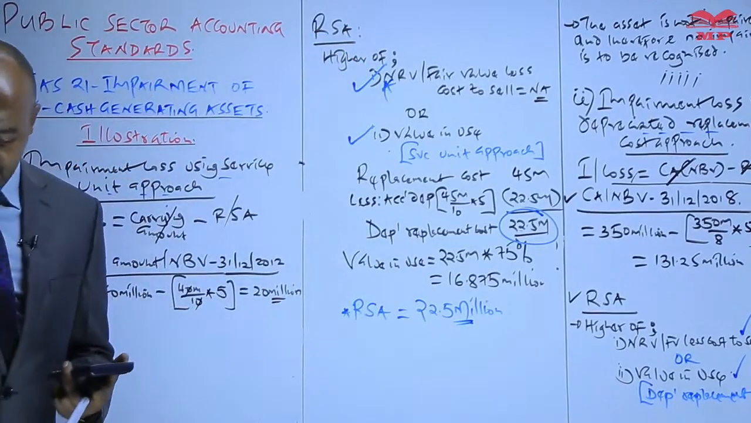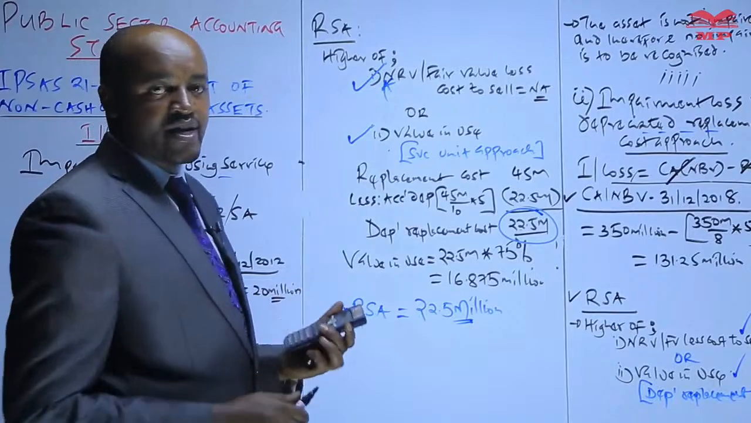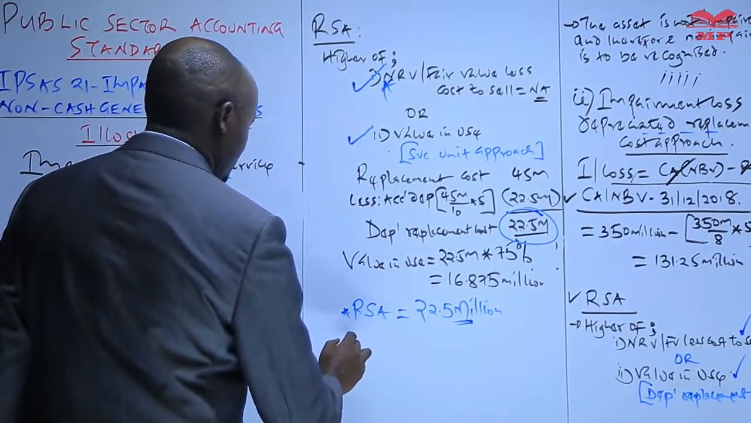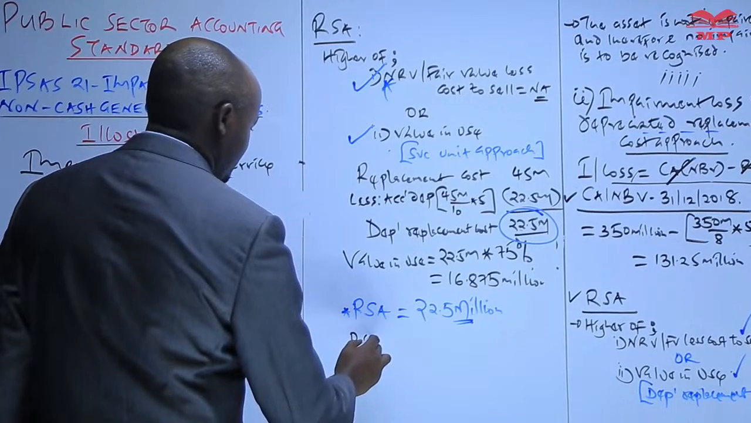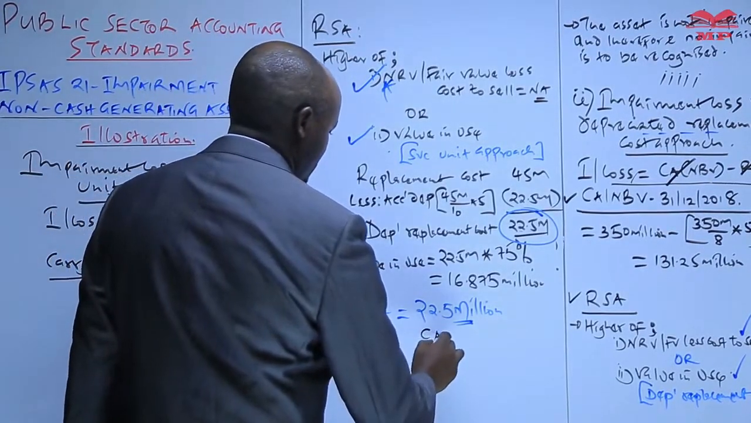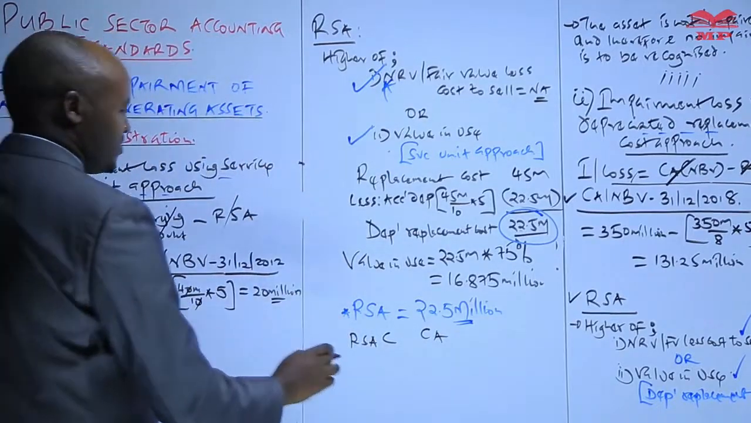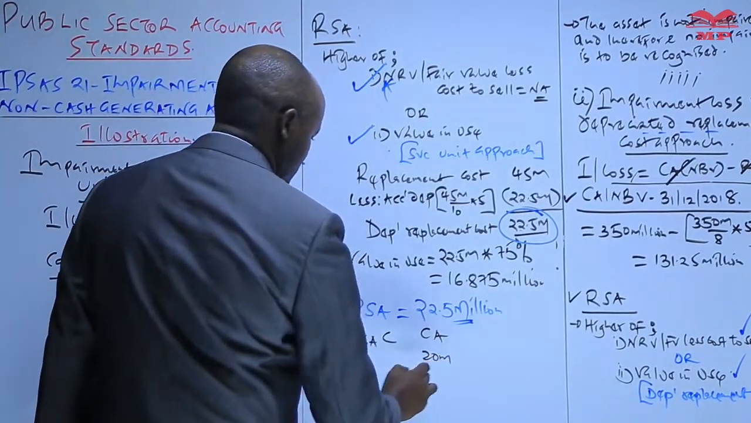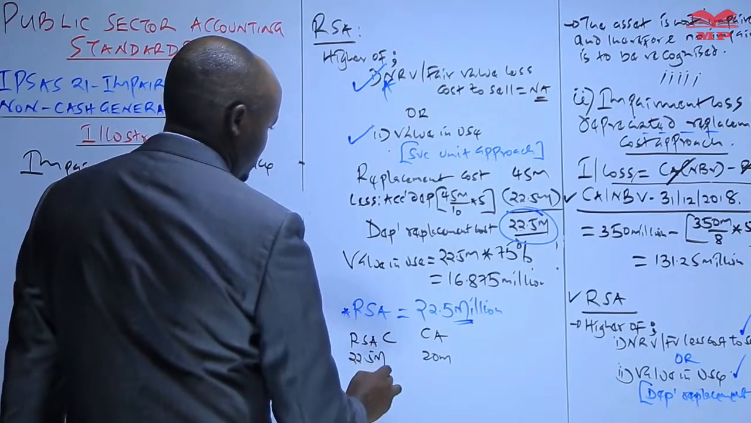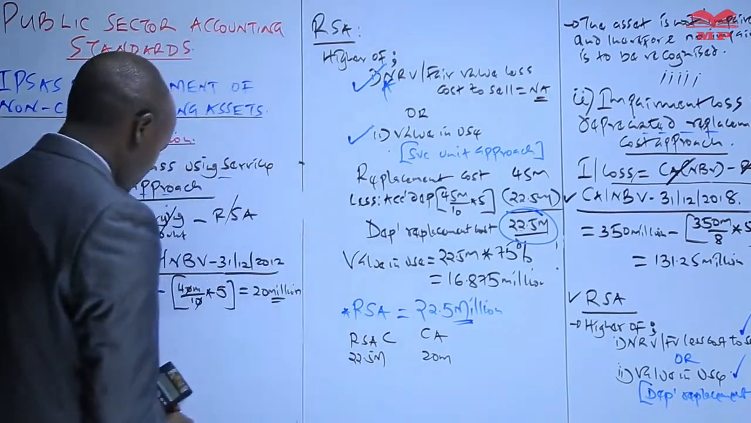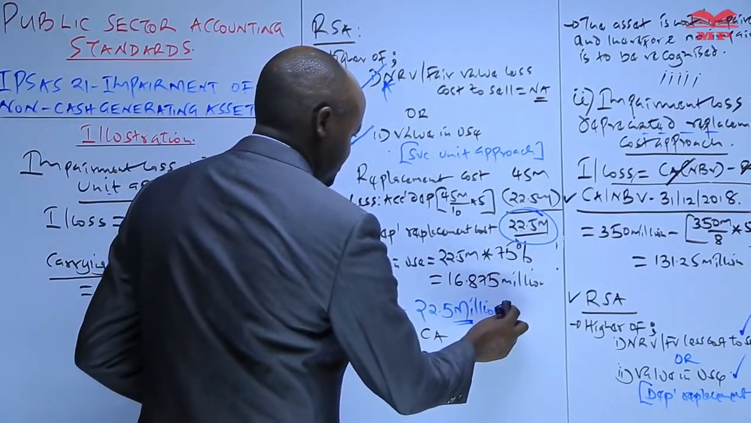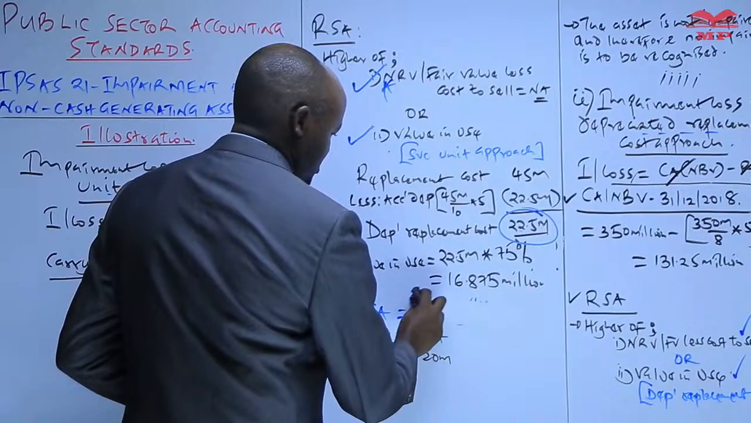And I think having that, finally, we need to determine whether this asset is impaired or not by comparing the two values, by determining whether the recoverable service amount is less than carrying amount. So our carrying amount, we have it here, 20 million. What about the recoverable service amount? Is 22 point, not 22, sorry, this should be whatever I have determined here.